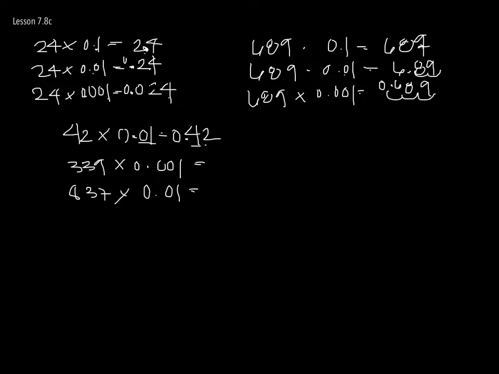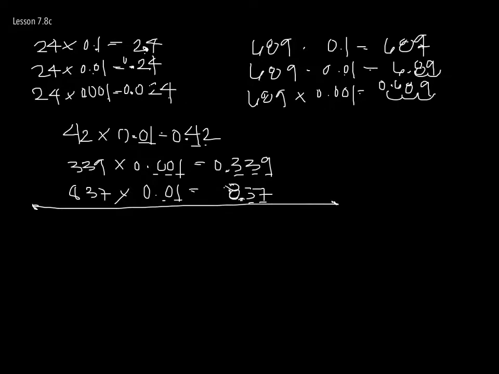Alright, so we have 339 times 1/1000th, so we have 339, and then we have 1, 2, 3, so we're going to have 1, 2, 3, decimal point, 0. Okay, and then we have 837 times 1/100th, so we're going to have 837. Okay, and we have 1, 2, so our answer should be 8.37.